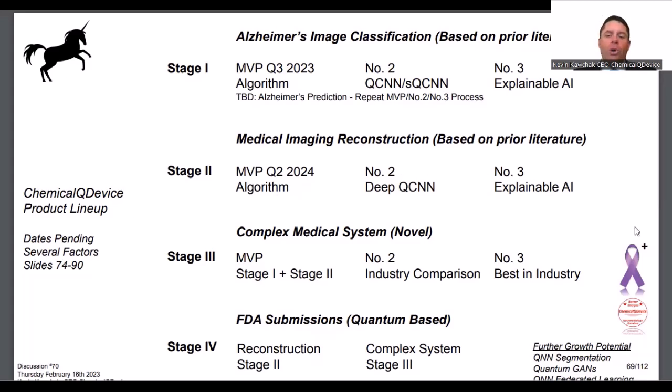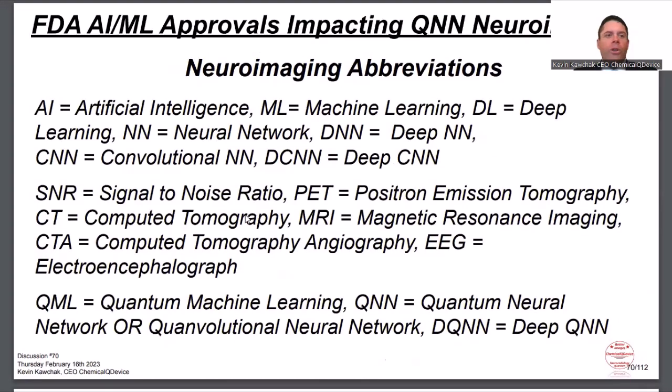Further growth potential lies with quantum neural network segmentation. That's a huge challenge for doctors, is segmentation, and then also GANs, and then federated learning. But figure the 2 main ones being classification and reconstruction to start with here.